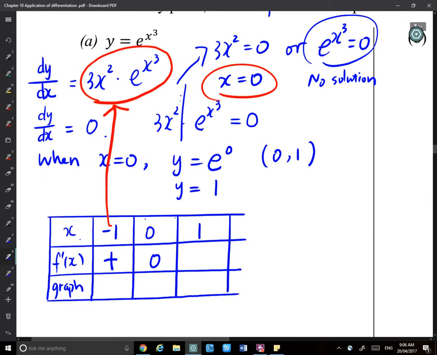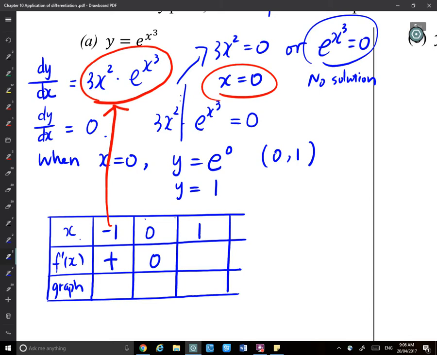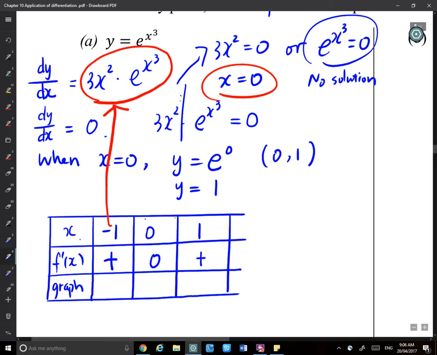And if you put 1 in, what do you have? Positive. Okay, increasing, 0, and increasing. So what will that point be? Stationary point of inflection. Okay, at (0, 1), that's a stationary point of inflection.